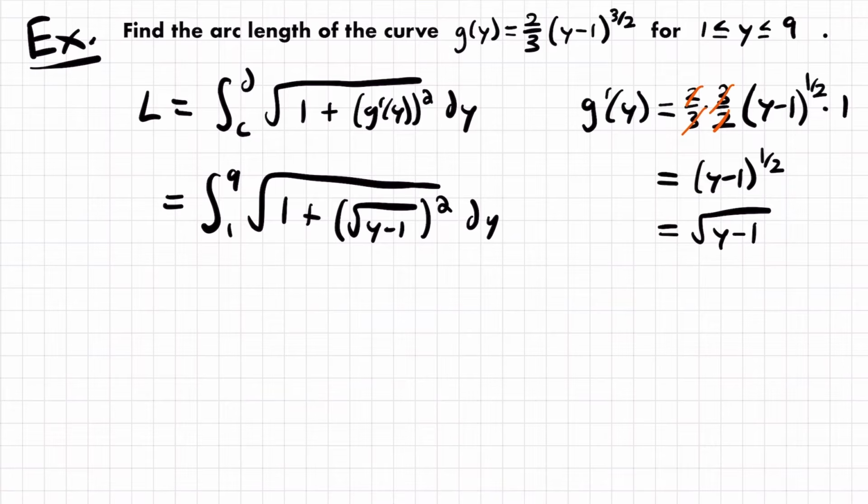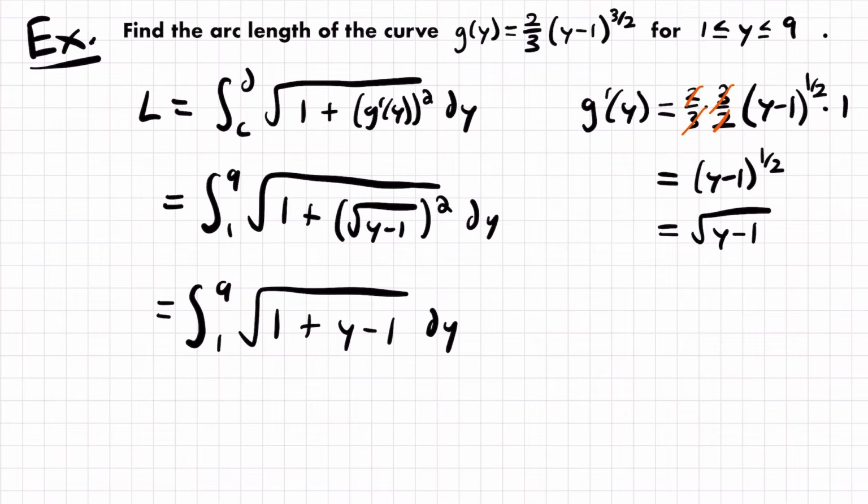Okay, and so now we can simplify. Note that if you square a square root, they cancel each other out, and so we're just going to be left with what is inside that square root function. And so this will be equal to the definite integral from 1 to 9 of the square root of 1 plus y minus 1 times dy. And now we have a positive 1 and a negative 1, and so those are going to cancel out. And so what we'll have is that this is equal to the integral from 1 to 9 of the square root of y times dy. All right, and so now we have another simple definite integral that we should be able to solve.